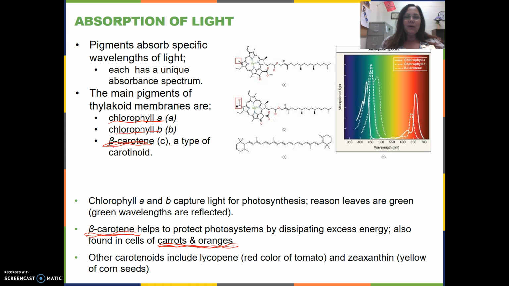And other carotenoids, which include beta-carotene, are lycopene, which contributes to the red color of a tomato, and zeaxanthin, which contributes to the yellow color of corn seeds. And zeaxanthin is, when I teach it, one of the xanthophylls.